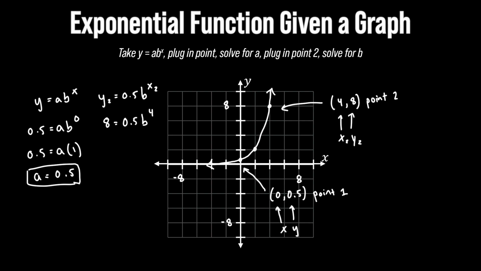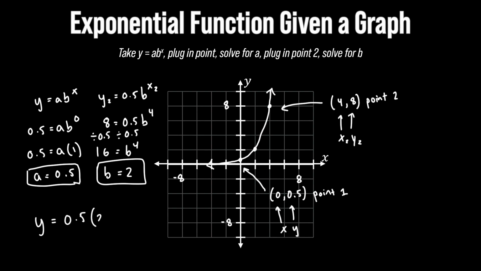And so now how do we simplify this? Well, we can divide both sides by 0.5, which we're going to get 16 is equal to b to the 4th power. And now all we need to do is find the value of b, which makes this equation true. And so if you plugged in 2 for b, you'd get 16 is equal to 16, which means b is equal to 2. So now we can rewrite the equation as y is equal to 0.5 times 2 to the x power. And so this is our exponential function given the graph.